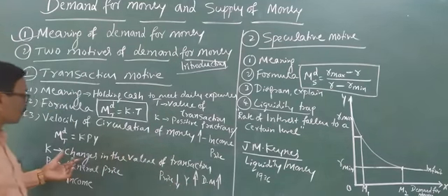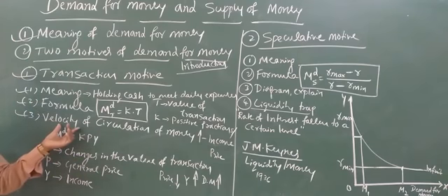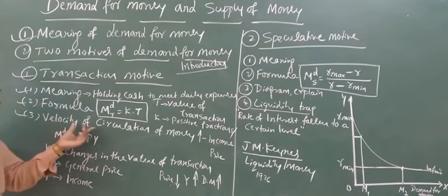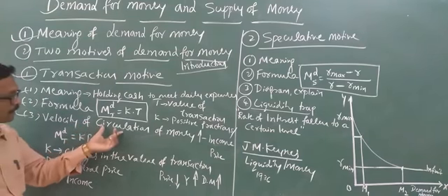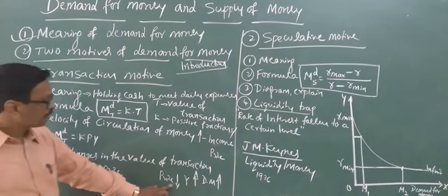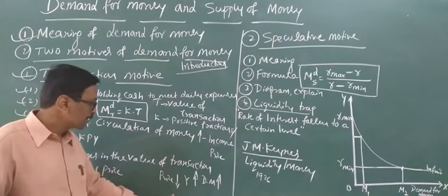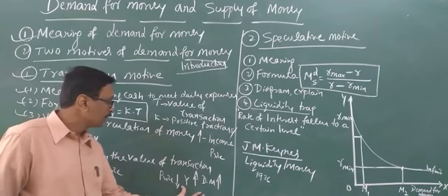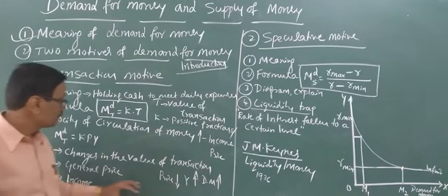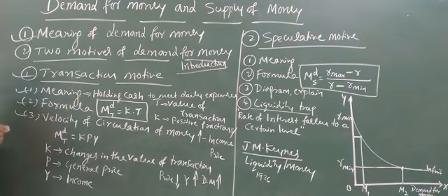The velocity of circulation of money gradually increases as the price level reduces and the income of the people increases. So these factors, price and level of income, create an effect on the velocity of circulation of money in the real economy.